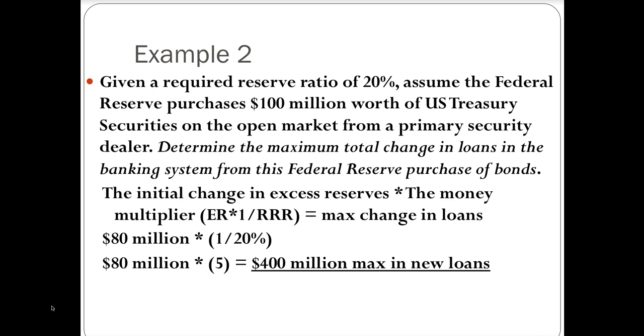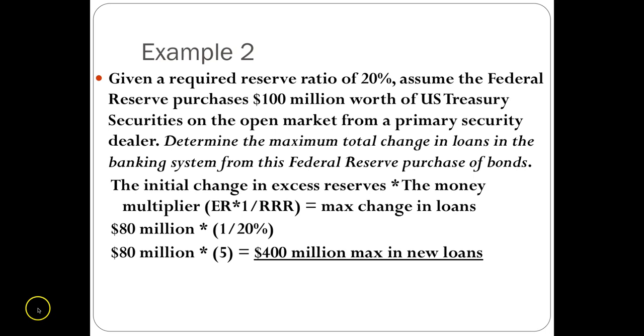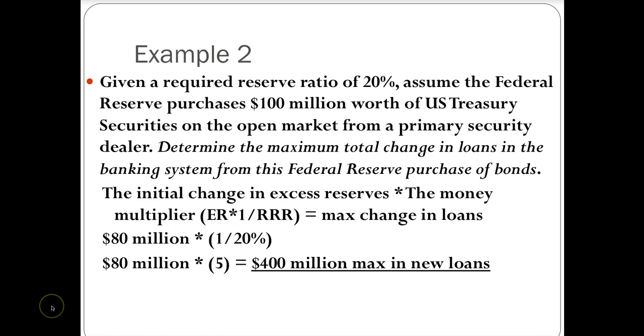It's important to note, ladies and gentlemen, that if banks don't lend or people don't borrow, you will not get this maximum change in the money supply in loans. It is important that banks lend out all of their excess reserves. It is important that people go ahead and borrow and then redeposit in order to achieve that maximum change in new loans. If that does not happen, then you don't see that maximum change in new loans or max change in the money supply, which we'll be looking at next.